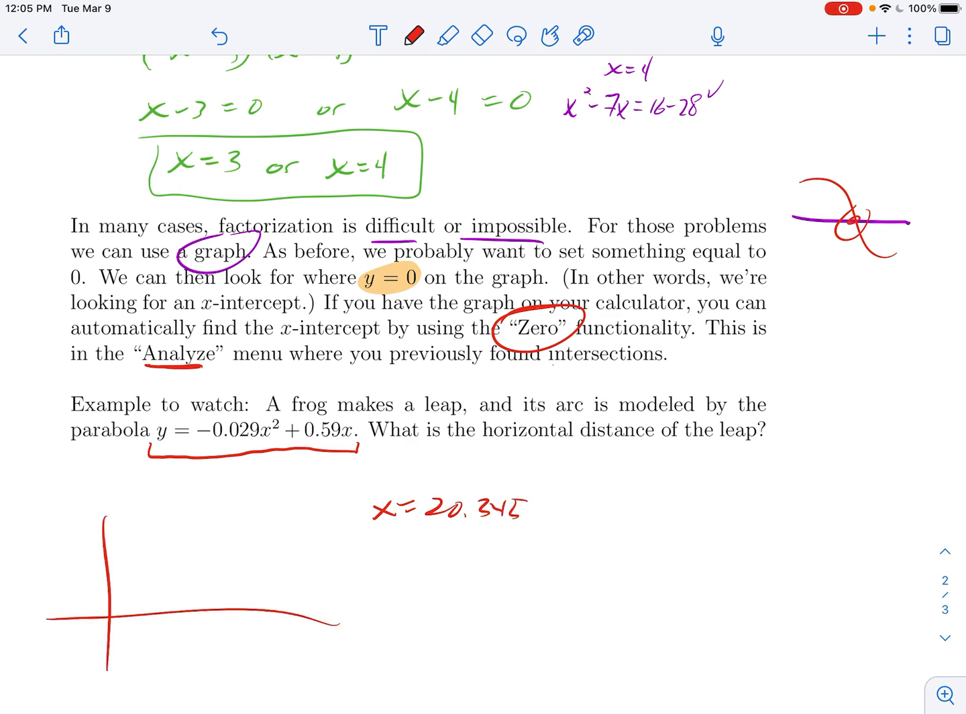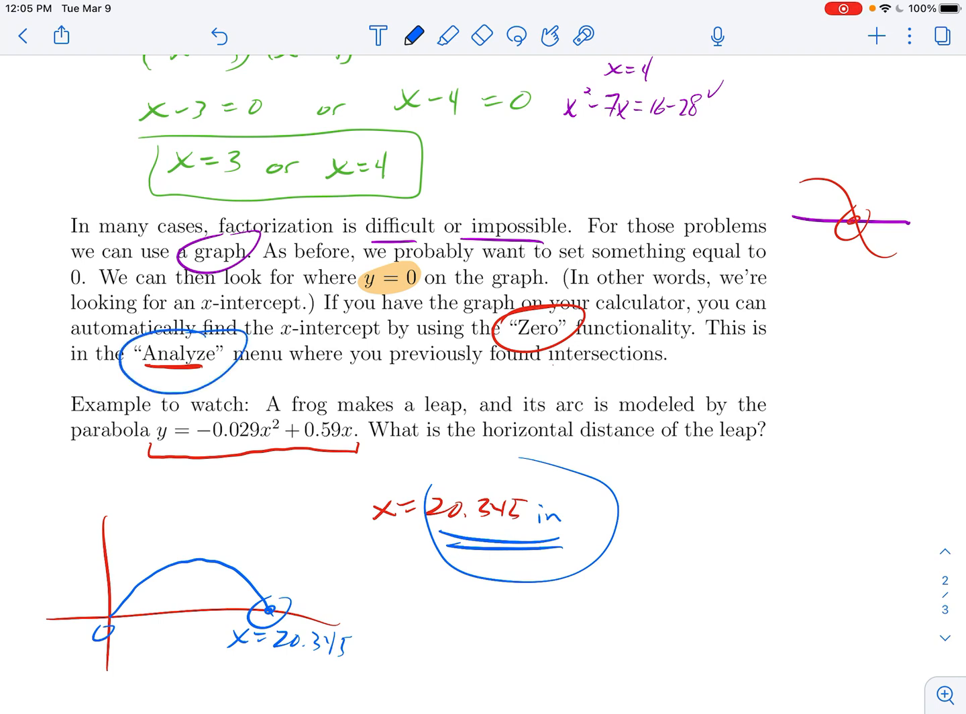So we had this graph that looks like so. The frog is starting at 0 and ending at 20.345. So I think the units here should have been inches. I didn't mention that. That's the horizontal distance traveled by the frog. Desmos can find an x-intercept automatically. Your calculator can do it, again, if you just go to the Analyze menu. So you'll have opportunities to practice that, but that's the end of this video.